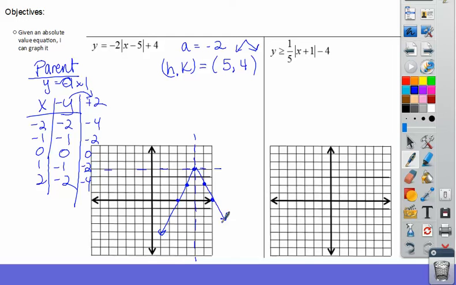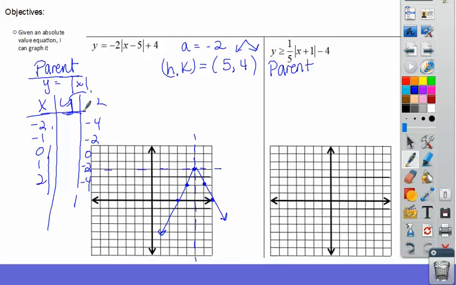The next one, my parent. Here, I figured that might confuse some people. What I did here, and I can take care of it like this. My actual parent function is just the absolute value of x.